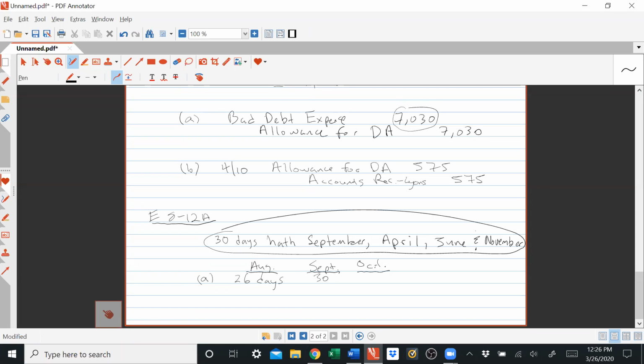October is the next month. It's not February, and it's not one of these months, so it has 31 days. We just got to get 120 days. We still don't have 120, right? We got 61 here, plus 26 there, it's 87. So we still need, what's 120 minus 87? We still need 33 days.